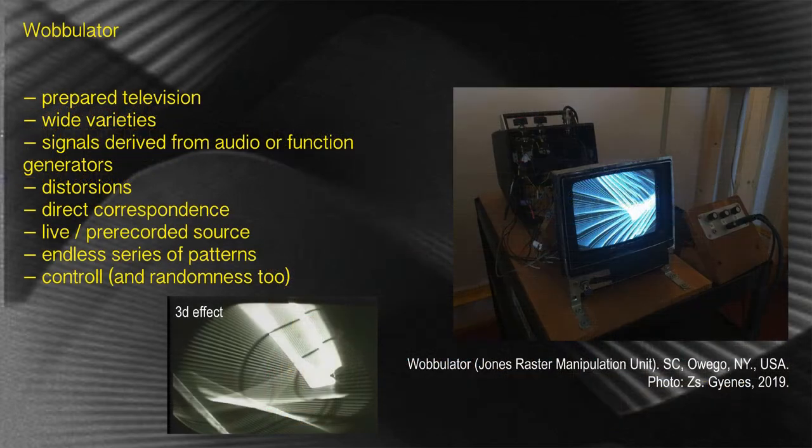A raster manipulation unit or Wobbulator is a prepared television which permits a wide variety of treatments to be performed on video images. This is accomplished by the addition of extra yokes to a conventional black and white receiver and by the application of signals derived from audio or function generators on the yokes. The unit is a receiver modified for monitor capability. All of the distortions can thus be performed either on broadcast signals or, when the unit is used as a monitor, on images from a live or pre-recorded source.